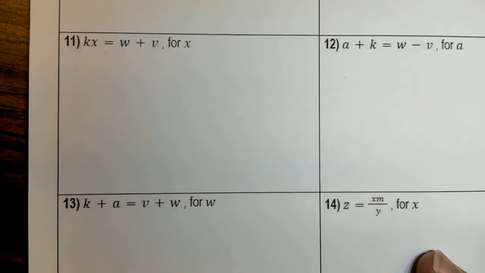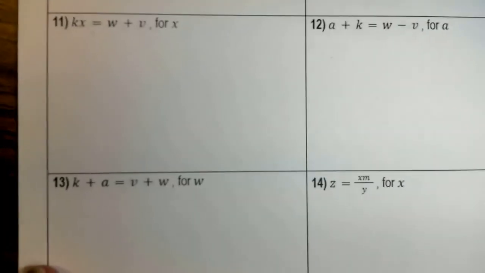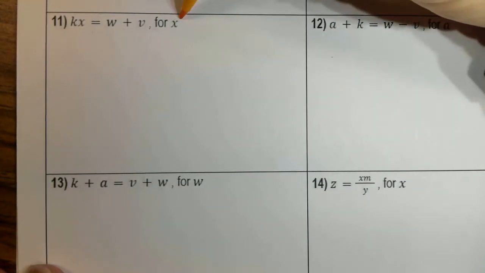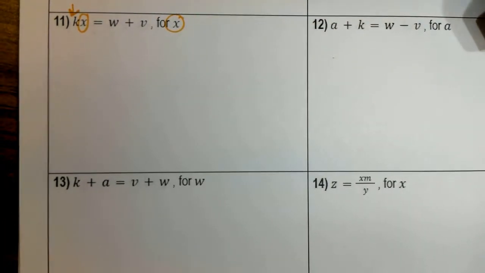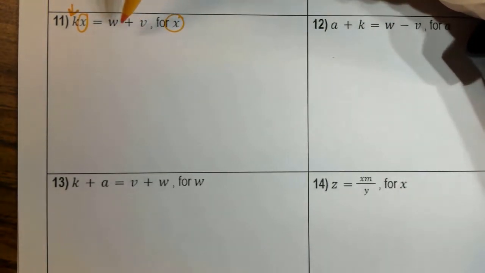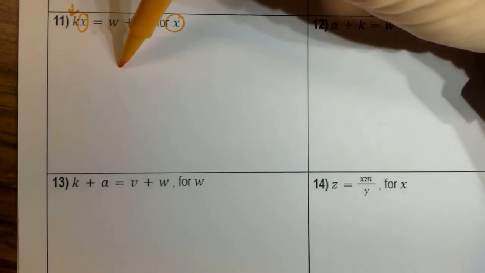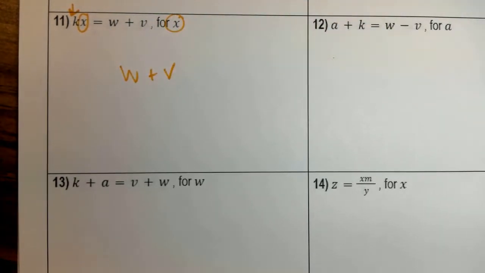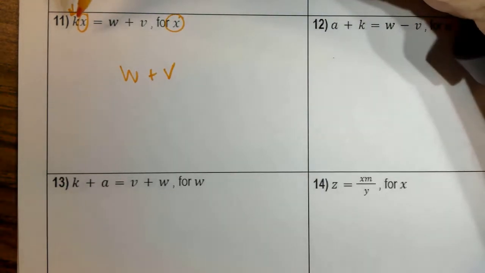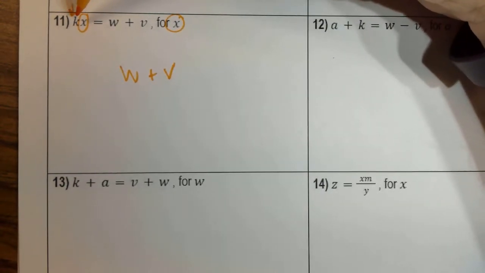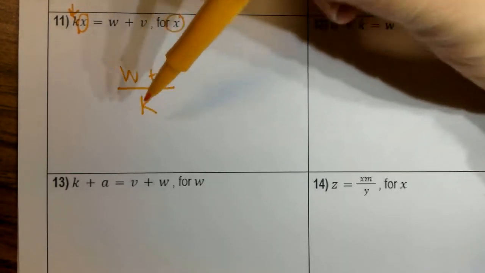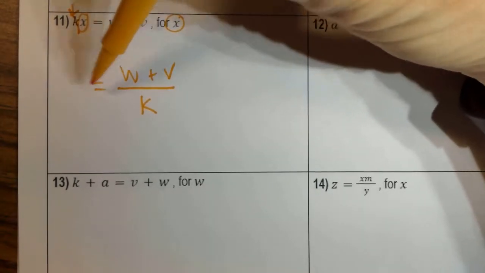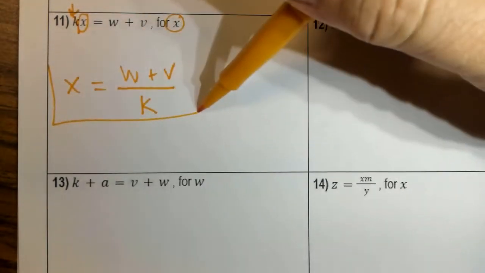And number 11. Look at this. This is great. So I want X. Here's X. I only have to get rid of K. So I'm going to start with the other side. So I'm going to do W plus V. Okay. Now this is K times X. So to get rid of K, instead of times, I'm going to do divided by. And that is it. There is my answer right there.